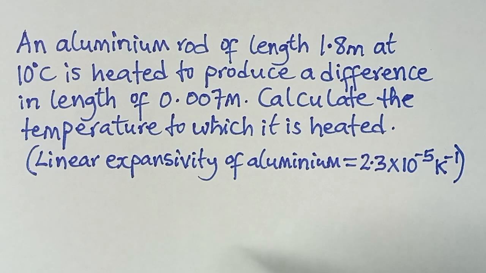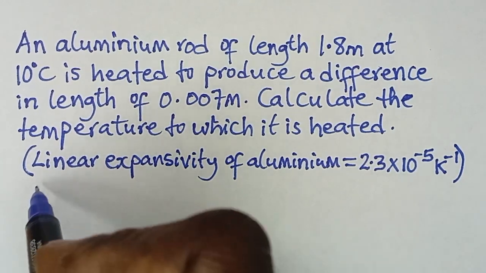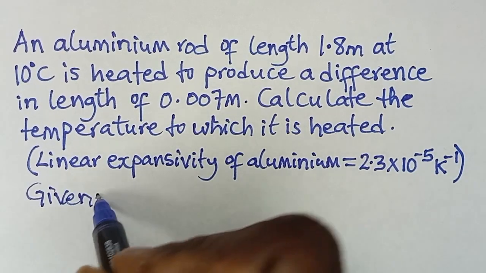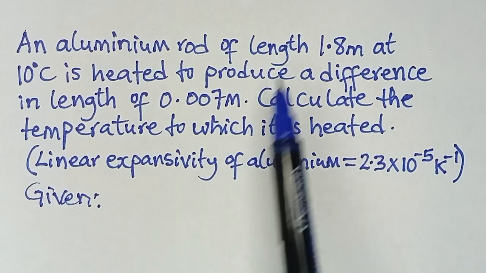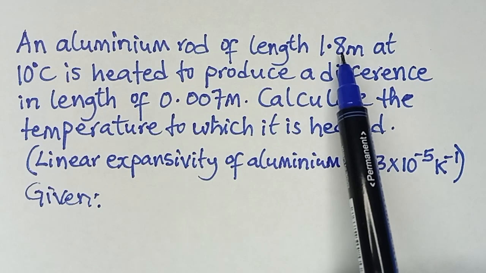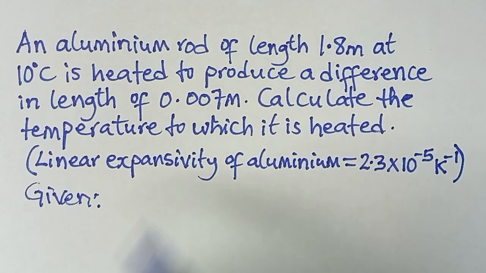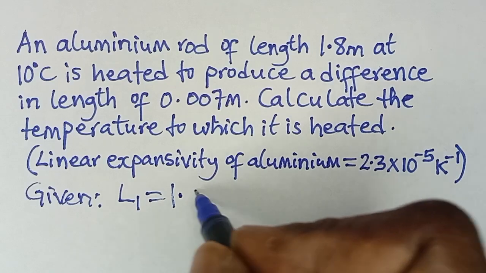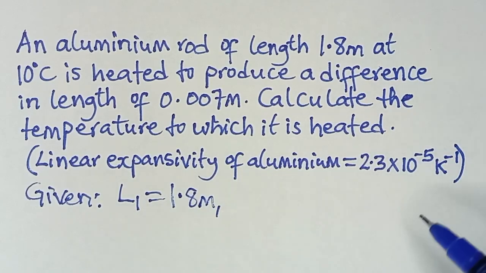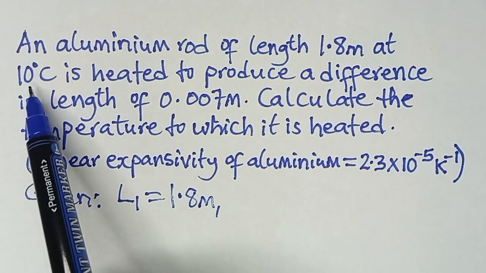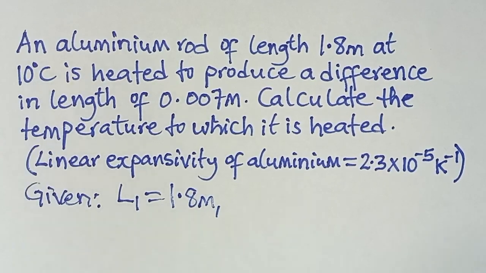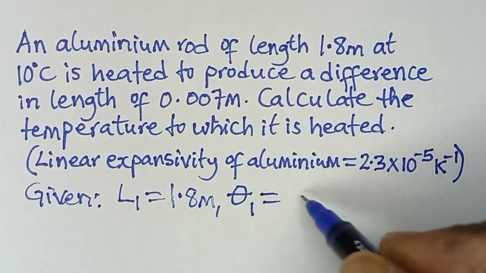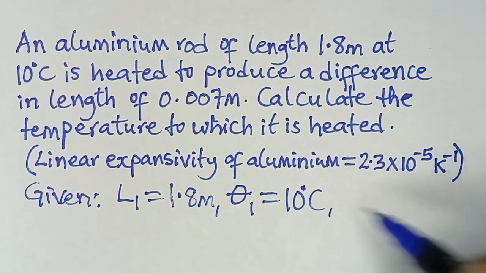Now, for us to solve this, we can start by writing out the given parameters, that's the given quantities. So if you check the question now, we are given the original length or the initial length of the rod, and I'll call that L1, and that is equal to 1.8 meters. And then after that, we are given the initial temperature. I'll call that theta 1. Theta 1 is equal to 10 degrees Celsius.